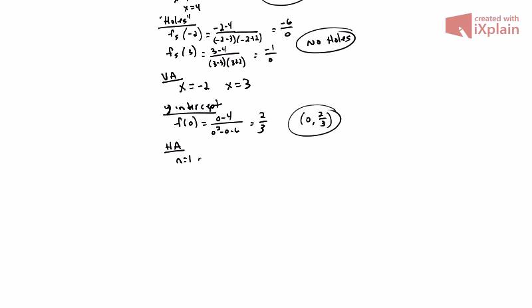Horizontal asymptote, compare the degrees. So the degree of the numerator is less than the degree of the denominator. Our horizontal asymptote is y equals 0. This means there are no slant asymptotes. And it also means that the end behavior model is that equation y equals 0.